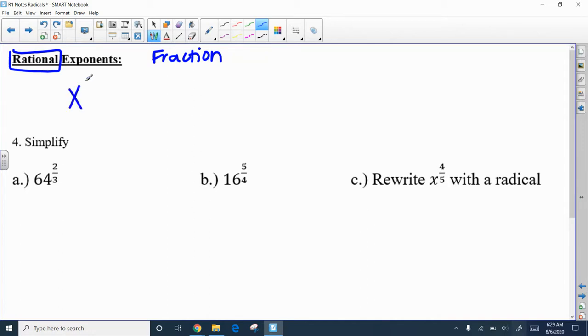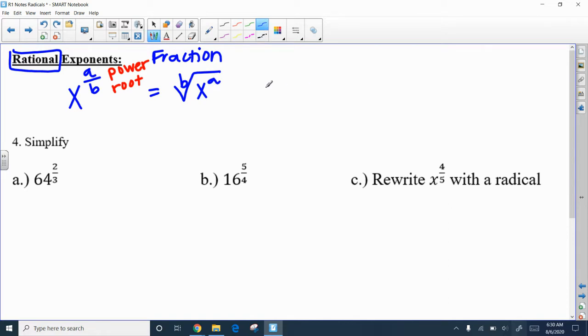So if we have x to the a over b power, so we have a fraction exponent, this can always be written with a radical. The a is still going to stay the power, the top is going to be the power, the bottom is going to be the type of root. So x to the a over b power can be written as the b root of x to the a power. So that bottom or denominator becomes the root. The way this is written, we would do x to the a power first and then do the root.